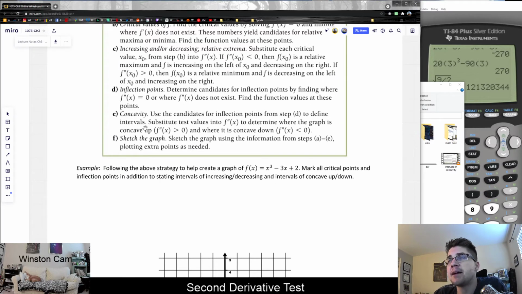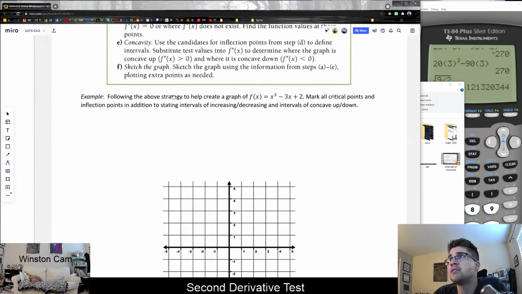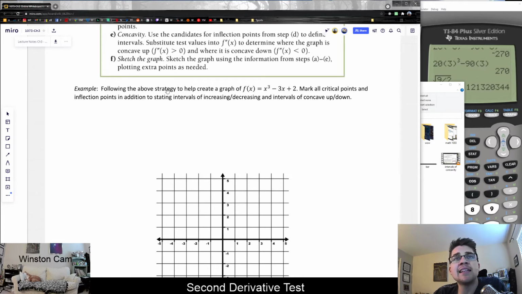And basically the last thing is sketch the graph. Use all the information to graph it. And let's just try to do this for the last example from this section. So it says, help create a graph of f of x is equal to x cubed minus 3x plus 2. It says to mark all critical points. This would be a very typical test question if I wanted you to create a graph using calculus.